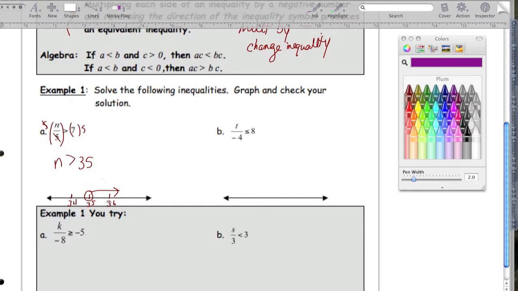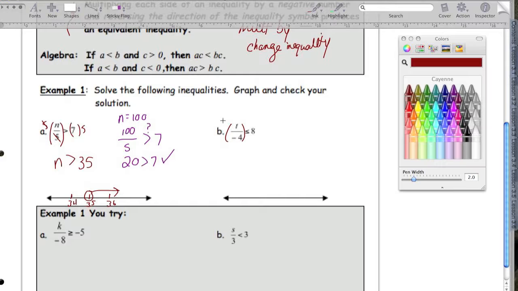Now it says check it also. So to check it, we can pick any number over here to the right and substitute it back in and see if it's right. I'm going to choose something easy. Let's pick 100. That's a number greater than 35. So let's say n equals 100. So my inequality now is 100 divided by 5, and I'm checking to see if it is greater than 7. 100 divided by 5 is 20. So yes, we did it right. The check is really nice because it helps make sure you did shade the right side.